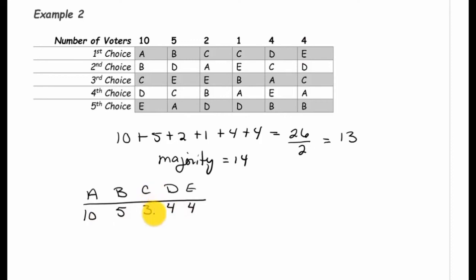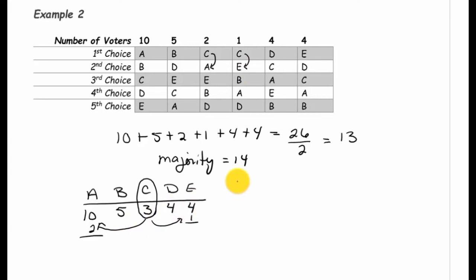So we eliminate the candidate with the least number of first place votes, which will be candidate C. So if we look back at our preference schedule, we can see that those 3 first place votes came from these 2 ballots and these 2 ballots. So these 2 votes will get passed from C to candidate A. And then this 1 vote is going to get passed from C down to candidate E.